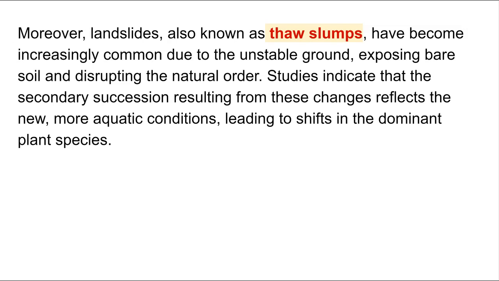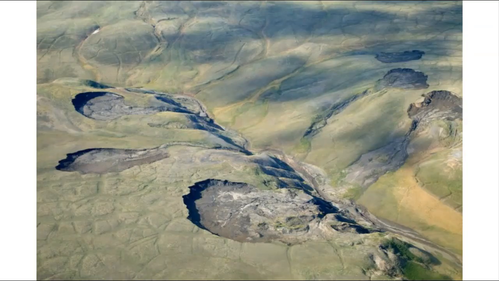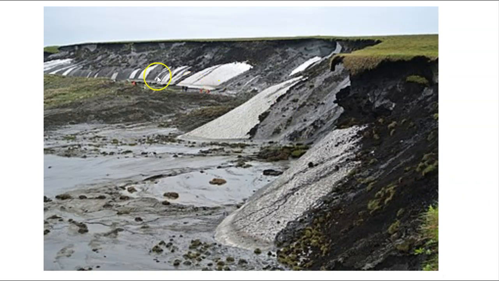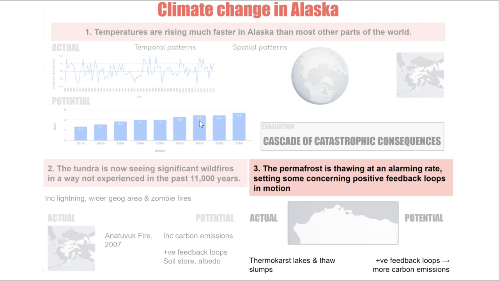Moreover, landslides known as thaw slumps have become increasingly common due to the unstable ground, exposing bare soil and disrupting the natural order. Studies indicate that secondary succession resulting from these changes reflects these aquatic conditions, which leads to shifts in the dominant plant species. So you can get a bit of a sense of the scale of these. These are huge, some of these, really, really large, where you can just see here where the soil has just slumped down because of the thawing of the permafrost. It becomes more unstable and down it goes. Look at the scale of this. Look at the size of that slump that has occurred there. These are massive, massive big features. Again, you can see some people in there, giving a bit of a sense of the size of it.